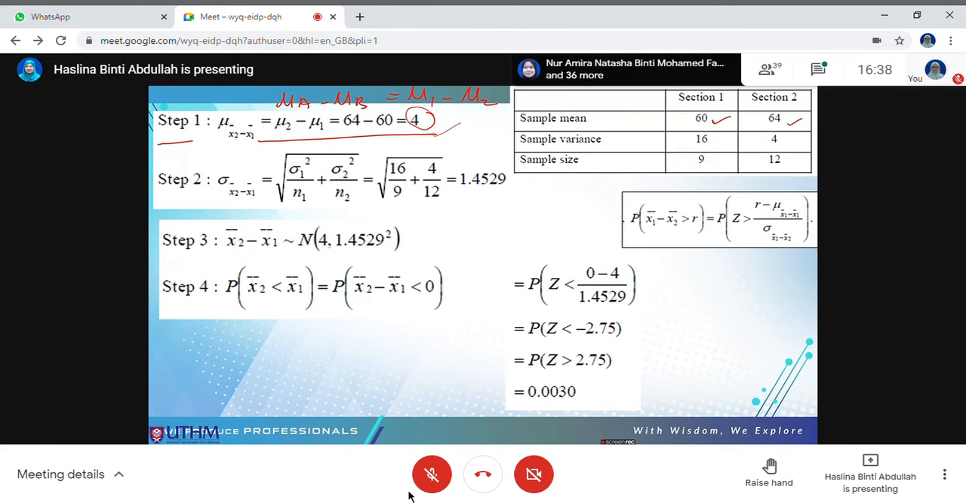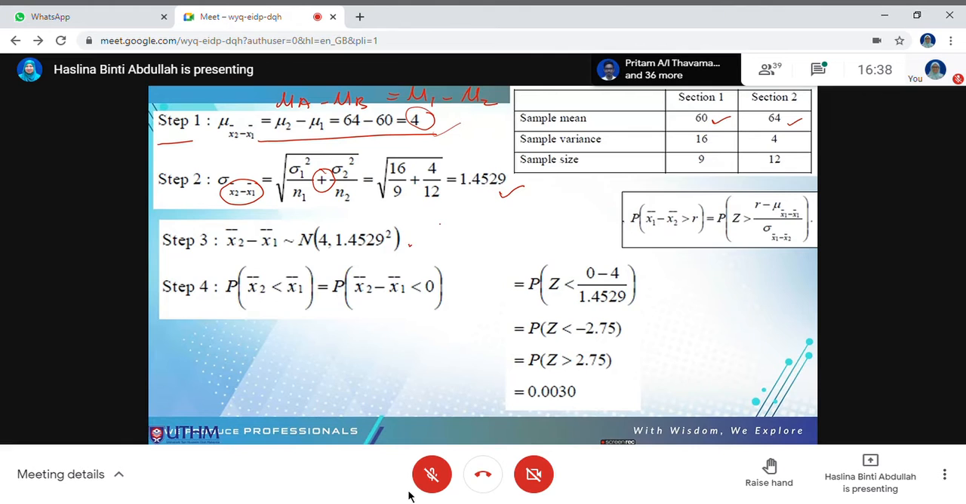Okay, for step 2, you need to find the value of standard deviation. Even though here it is x2 minus x1, the formula is you need to plus. Don't be influenced by this part. Still you need to plus sigma 1 power of 2 divided by n1 plus sigma 2 power of 2 divided by n2, and you need to square root. And the answer is 1.4529.